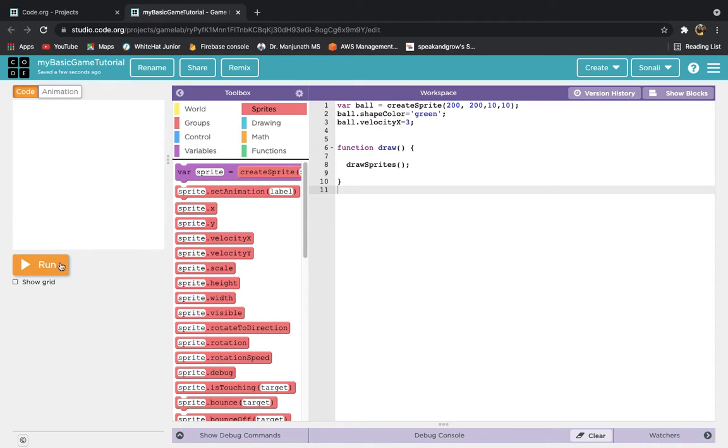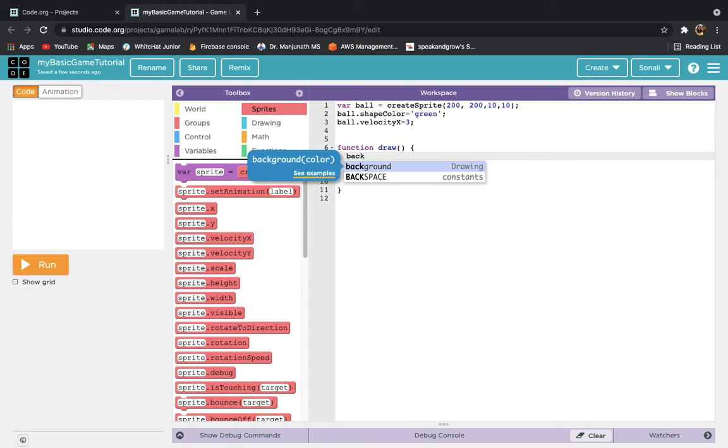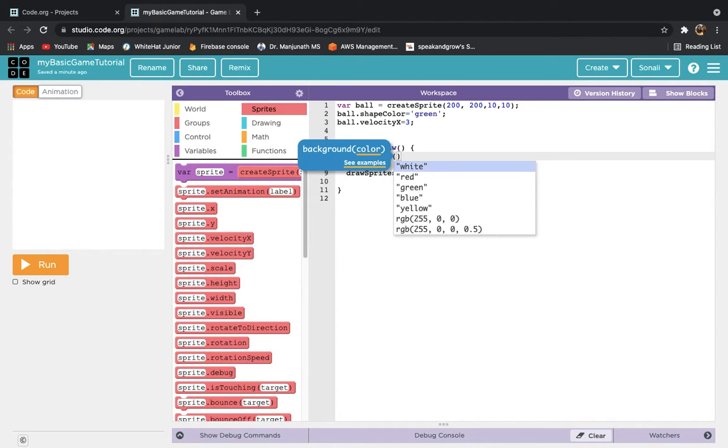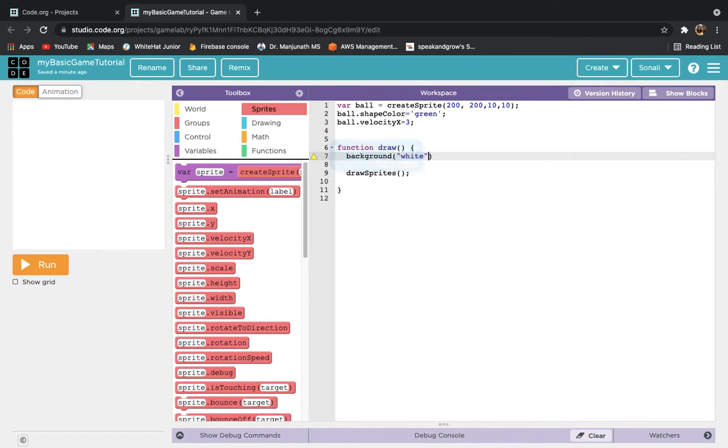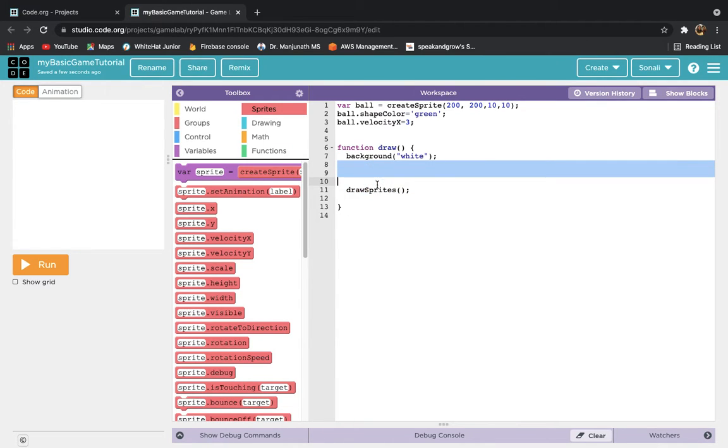We simply need to write background in the draw. If you write it, you will get the background function, and here you can select any color. Suppose it is white by default, so let me select white. So I give background white, and that is also inside the function draw. You need to remember, inside the function draw the first line should be background. Any code you write should be in between these two lines.